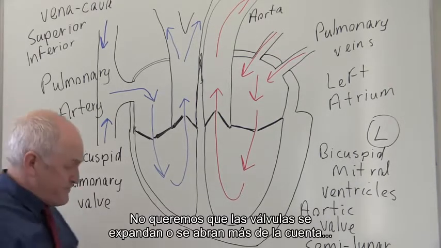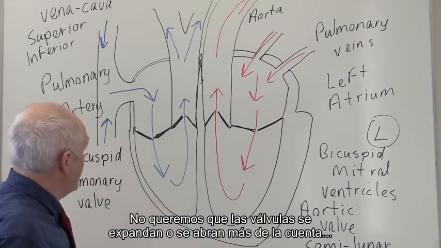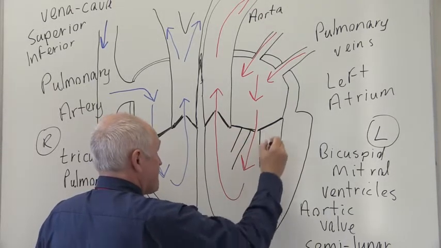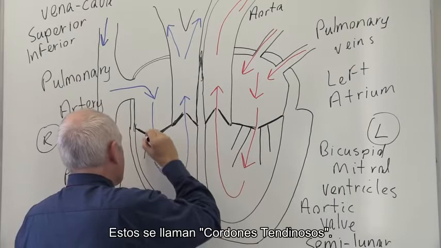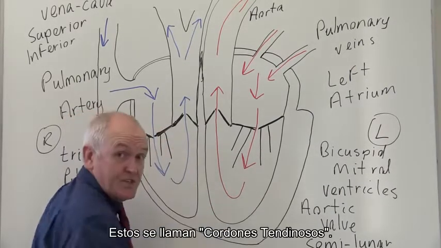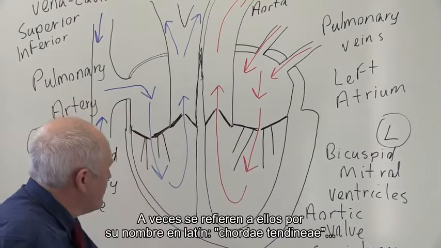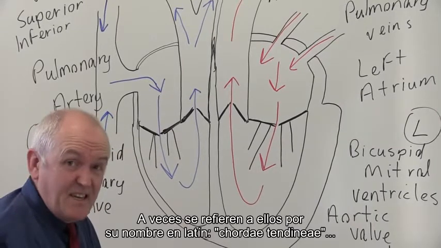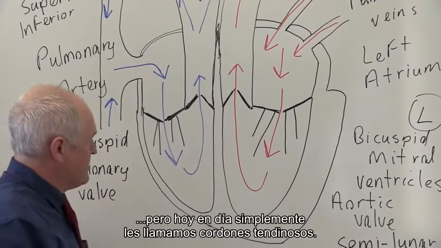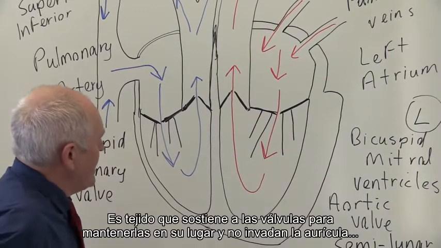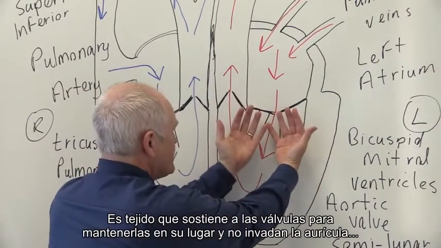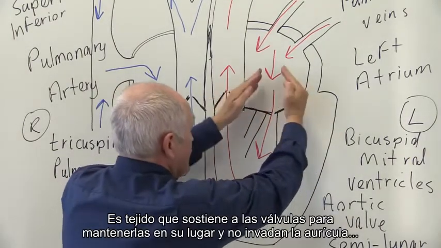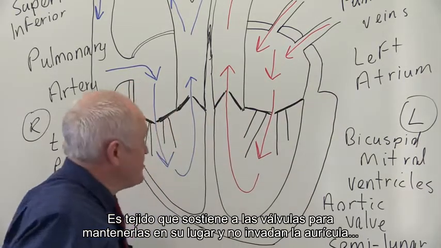Now, the valves, we don't want the valves to overexpand or over-open. So connecting to the valves, there are tendons. These are called tendinous cords, or sometimes you see them referred to by their Latin name of cordae tendinae. But these days we normally call them the tendinous cords. And what they are is tissue, strands which hold the valves and stop them flapping back into the atria.